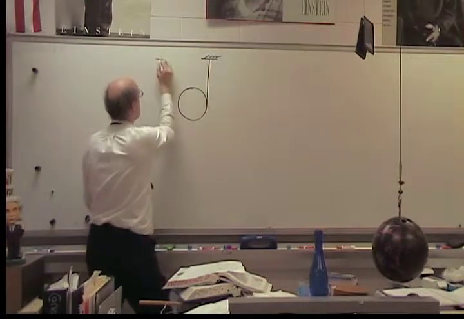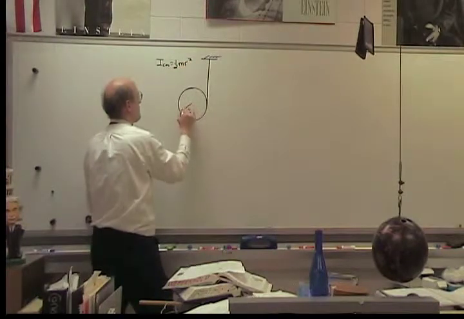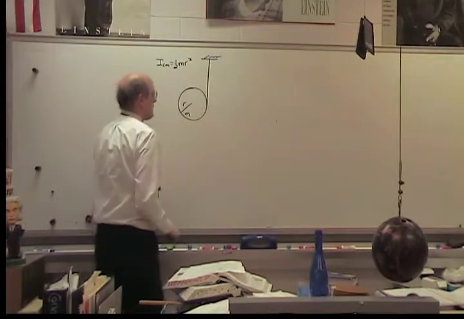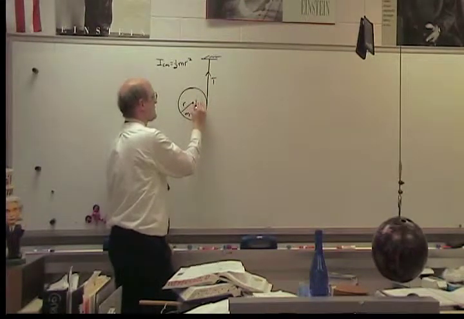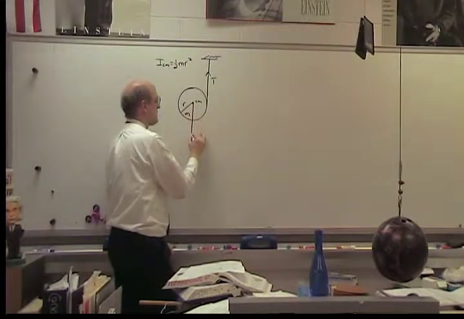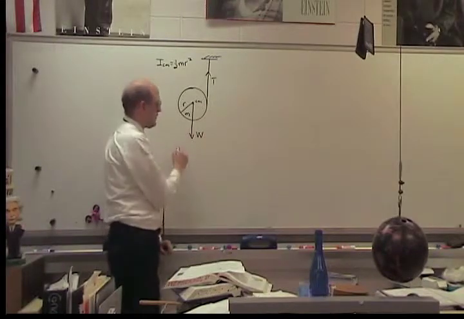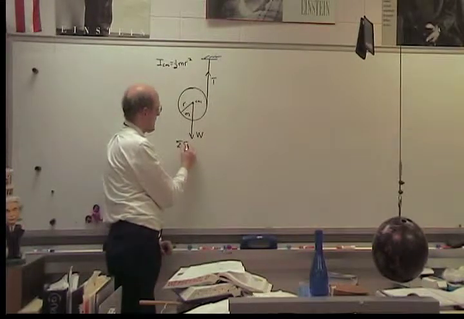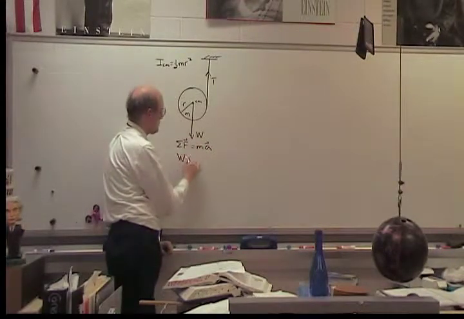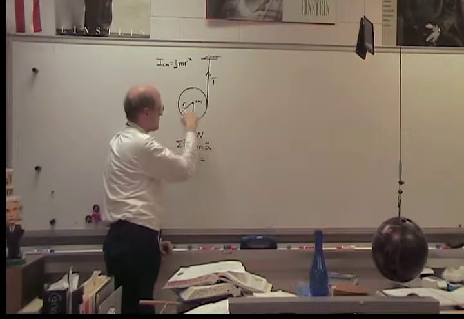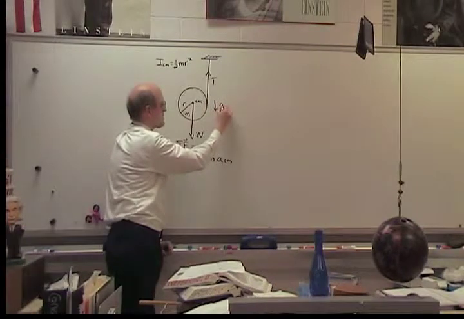Okay, so we have a disc whose I_CM is equal to 1/2 m r squared. Tension acts upward on the disc, and at the center of mass, the weight acts downward. If we use Newton's second law for translation, sigma F equals ma, you can see that the weight minus the tension is equal to the mass of the disc times the acceleration of the center of mass of the disc.